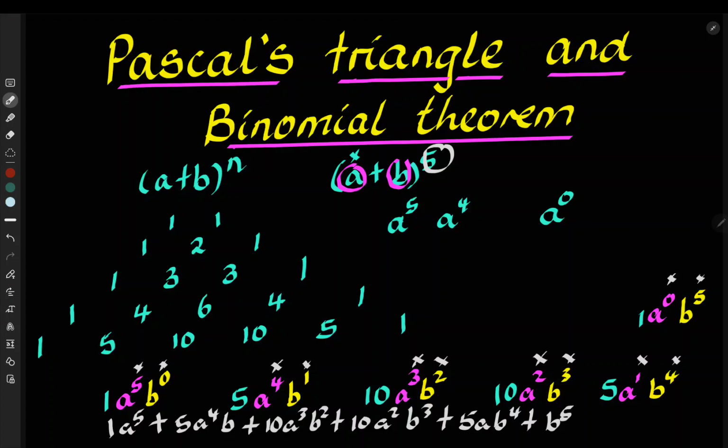Even if you had a negative here, you would insert the b always with a negative. So you'd write negative b to the power 4 or whatever power. This is how you use Pascal's triangle. If you had been asked (a + b) to the power 4, then you would use row number 4. Now let's look at the binomial theorem.